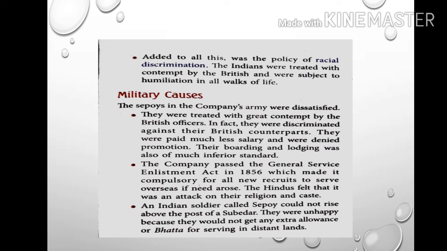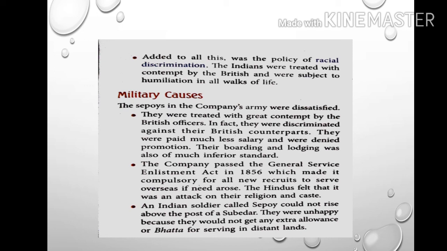Apart from the interference in tradition and culture, British people were very disrespectful towards Indians. They humiliated people in all walks of life, means in every field of society, polity. So, all these things created dissatisfaction among common people.